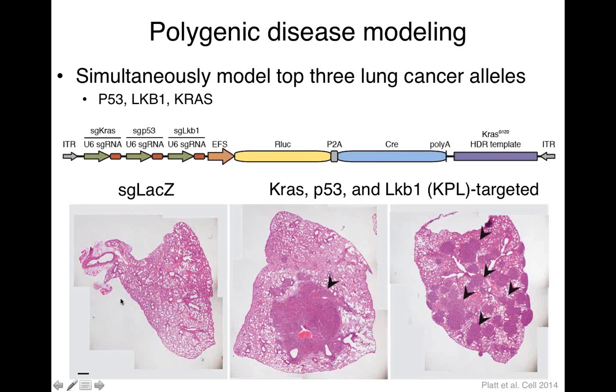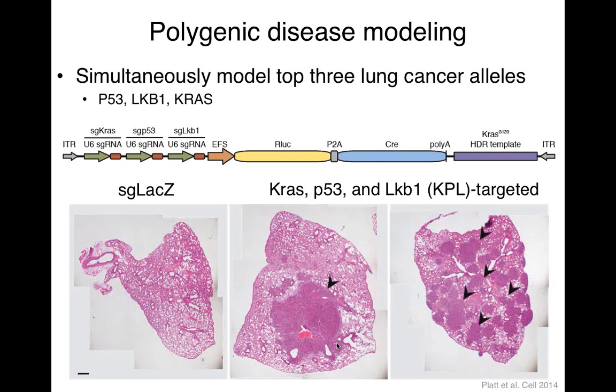Again, on the left are what control lungs look like, and on the right 2 panels are these KRAS, P53, and LKB1 injected lungs. What you can see are these very dense balls of cells, which are tumor masses, if you're not used to looking at these. And having a clinical pathologist investigate these, he does indeed identify these as lung adenocarcinomas.